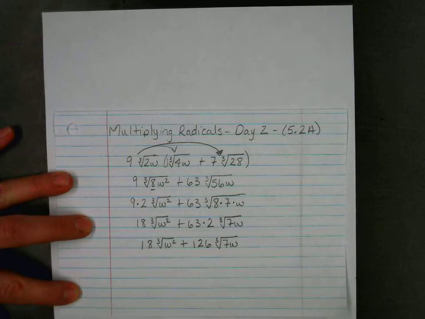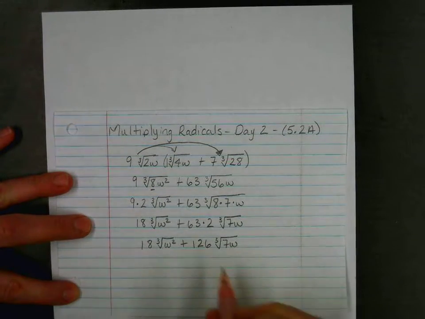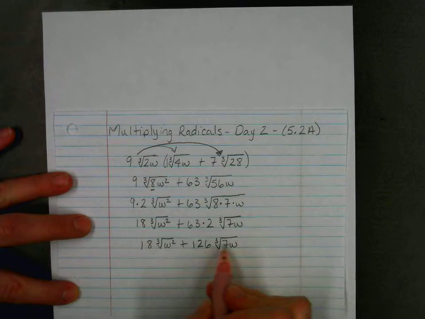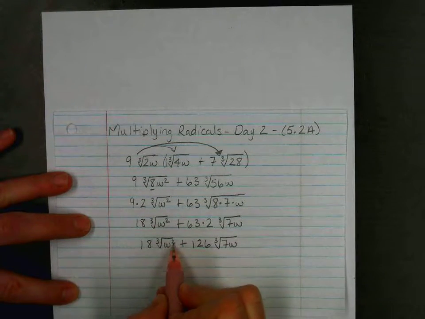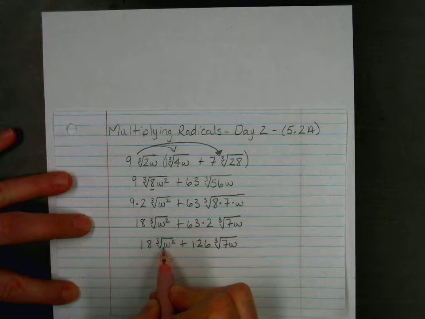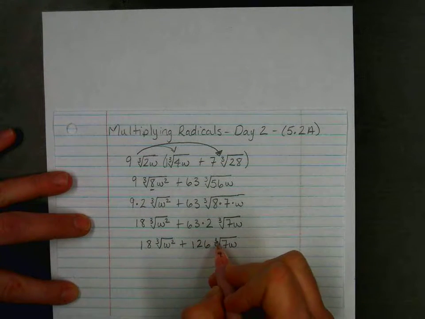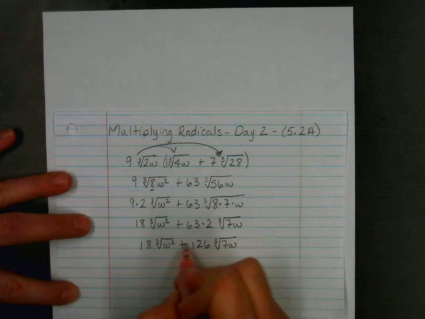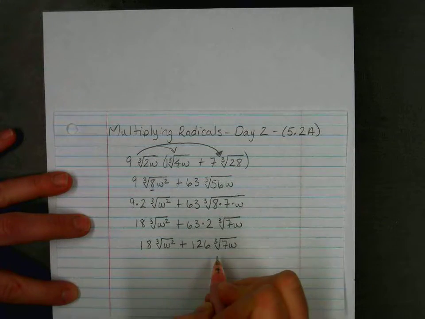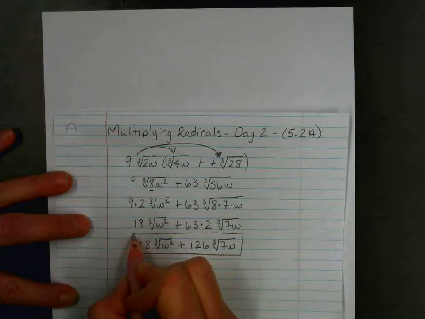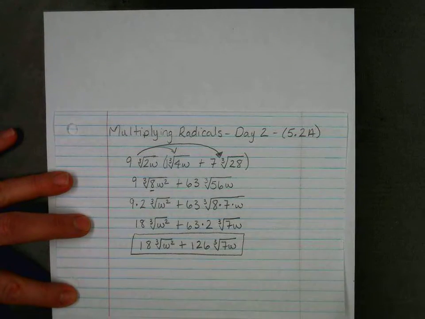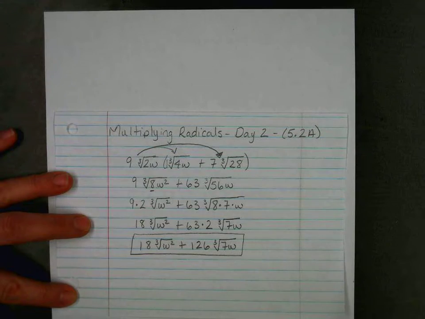And now finally you want to just glance at your radicals and determine whether you can collect these as like radicals. And we cannot. This is a cube root of w squared with a coefficient of 1. And this is a cube root of 7w, so these radicals are completely different. We are going to keep our answer as 18 cube root of w squared plus 126 cube root of 7w.